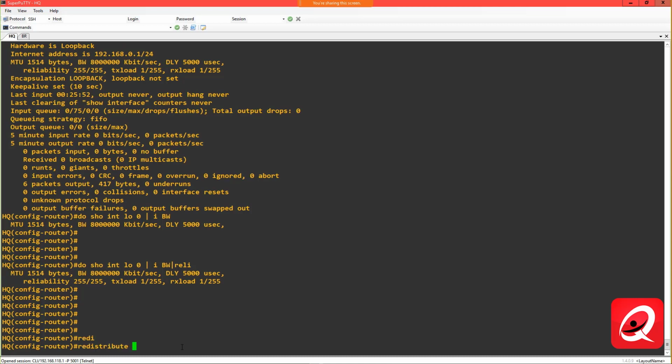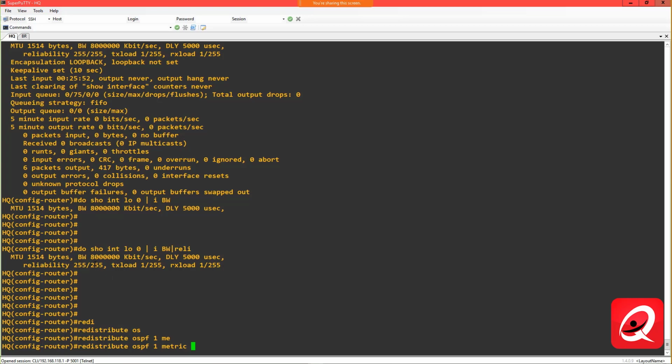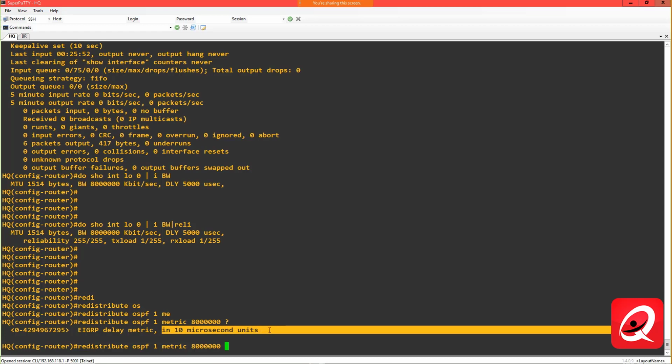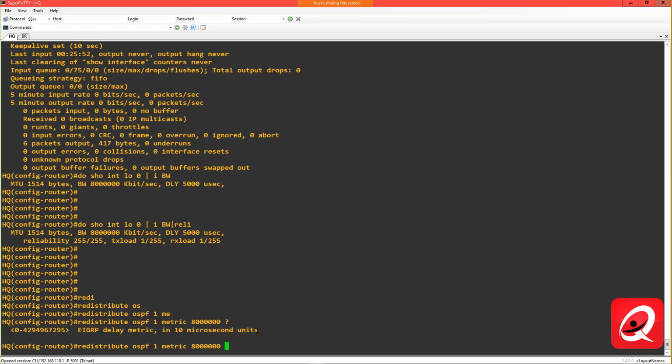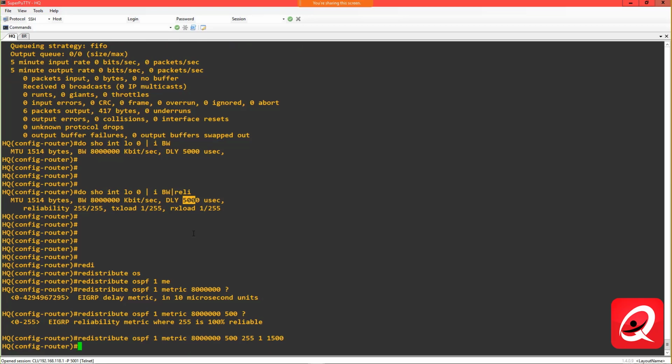So I could say redistribute OSPF 1 metric, and this is the bandwidth that I would use. This is the delay, but remember the delay in the formula in the redistribution command is in tens of microseconds, not in microseconds. So I'm going to set a delay of 500. And then as far as the reliability, load, and MTU, typically that's going to be the maximum reliability, the minimum load, and the standard MTU for the route.